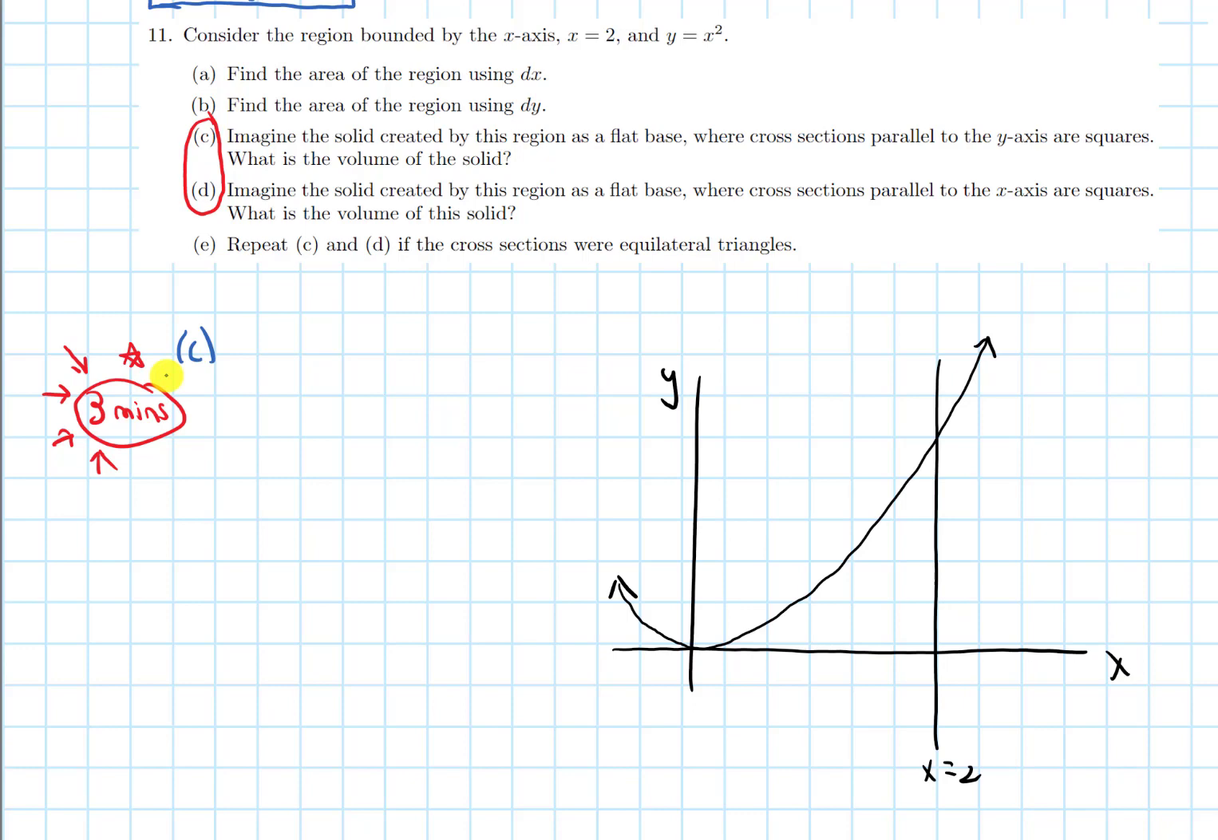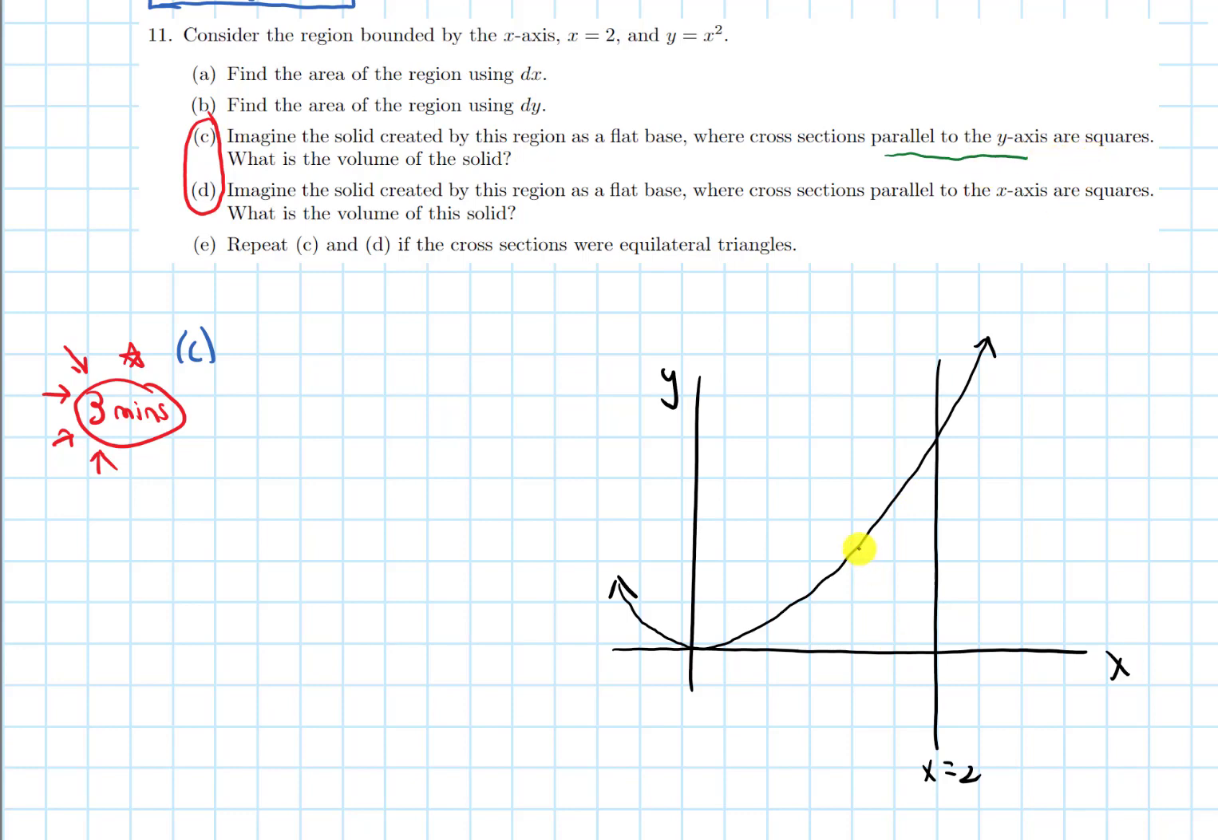All right, so when it says that this region is a flat base, it means that this region here is the bottom of this 3D shape. And then it describes the cross sections. It says that they're parallel to the y-axis. So the ones I'm going to draw are parallel to the y-axis. They will be straight vertical up, down like this. And they're going to be squares.